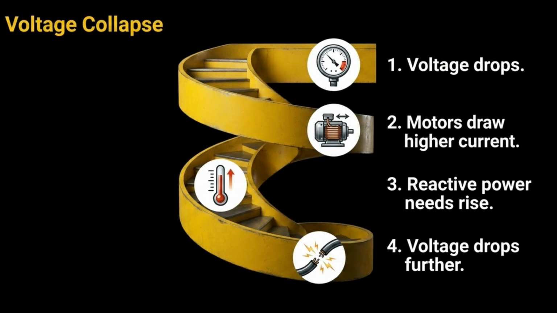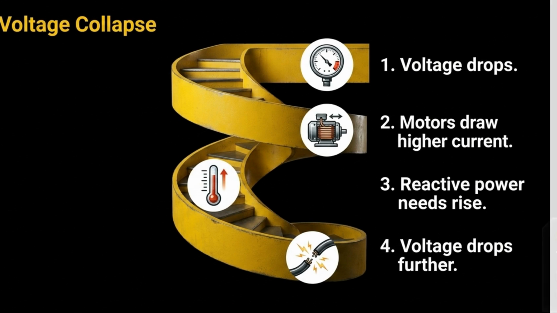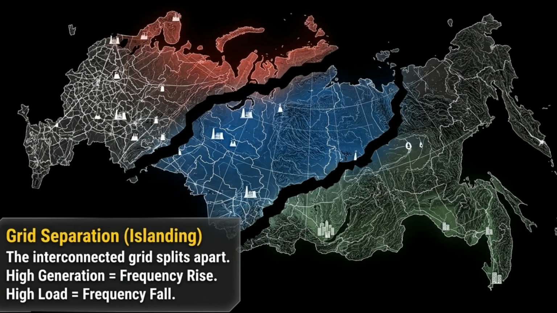Voltage collapse follows a dangerous path. As voltage drops, motors draw more current, which increases the demand for reactive power, causing the voltage to drop even further. Sometimes the interconnected grid must split apart, a process called islanding.